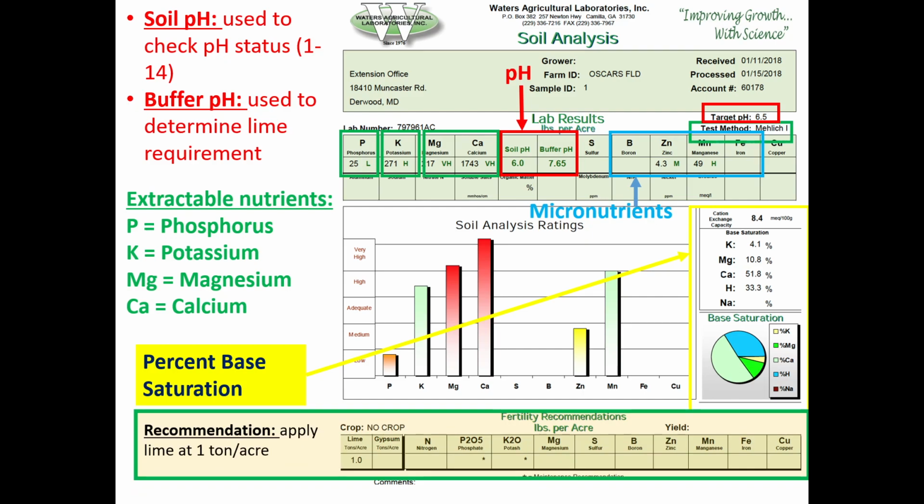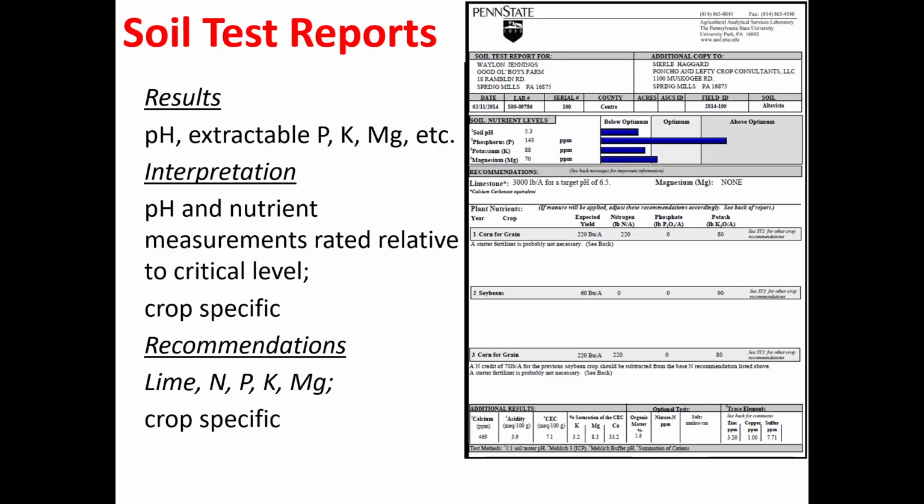And on this basis, they're also going to recommend that you add a little bit of lime because your buffer pH is higher, so you can reduce it to 6.5 to get into the right pH zone. All right, I think let's do another one.